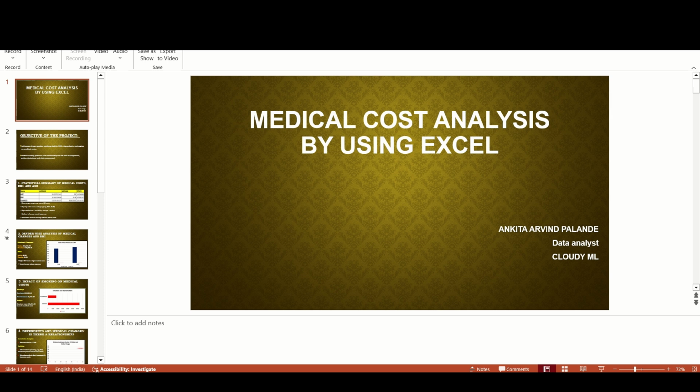Hi everyone, this is Ankita Arun Palande, and today I will be presenting my data analysis project on medical insurance by using Excel. So basically, this project focuses on exploring key health related factors that influence insurance costs.